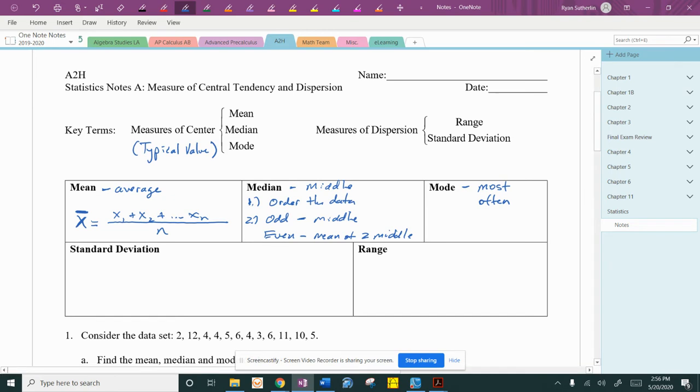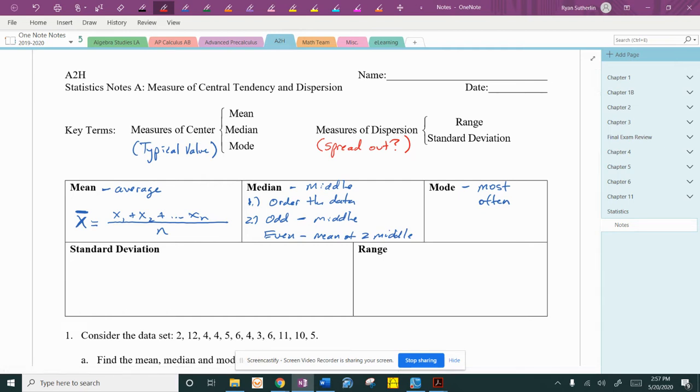The other thing I look at when I'm looking at your quiz values is the standard deviation of the data set. And standard deviation and range are part of what's called the measures of dispersion. And that's really looking at how the data is spread out. Like, is the data close together? Is the data far apart?